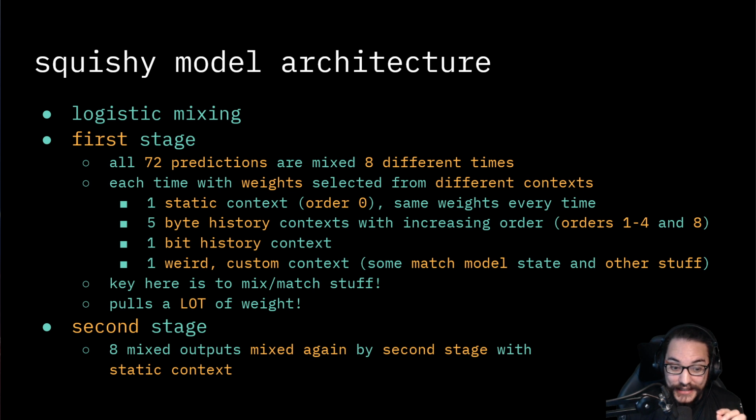And this actually is really important. I think this was the biggest breakthrough I had when working on the entire compressor: understanding this mixing stuff. I hit a big wall before I understood that you want to swap out these weights and do kind of crazy stuff here. You'll notice that since we mix 8 times, we end up with 8 new predictions, and then we mix those with a second mixer stage that mixes those 8 mixed outputs, and that uses a static context to use the same weights every time.